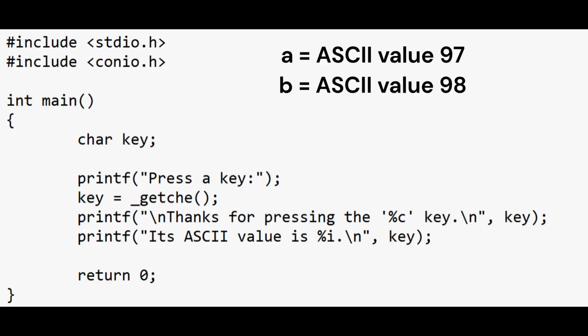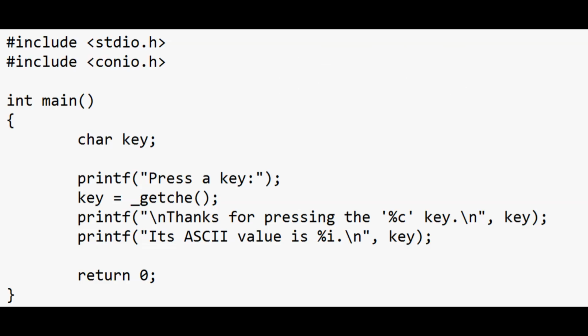These are known as ASCII values. So when you store the character A in a char variable, what you're really storing is the number 97. When displayed, the computer translates that number back into the character A. This is why char variables can be treated both as characters and as integers. In the following program, we read a character from the keyboard using _getche, and then display it in two ways, first as a character, and then as its corresponding ASCII value. Let's run the program and see this in action.